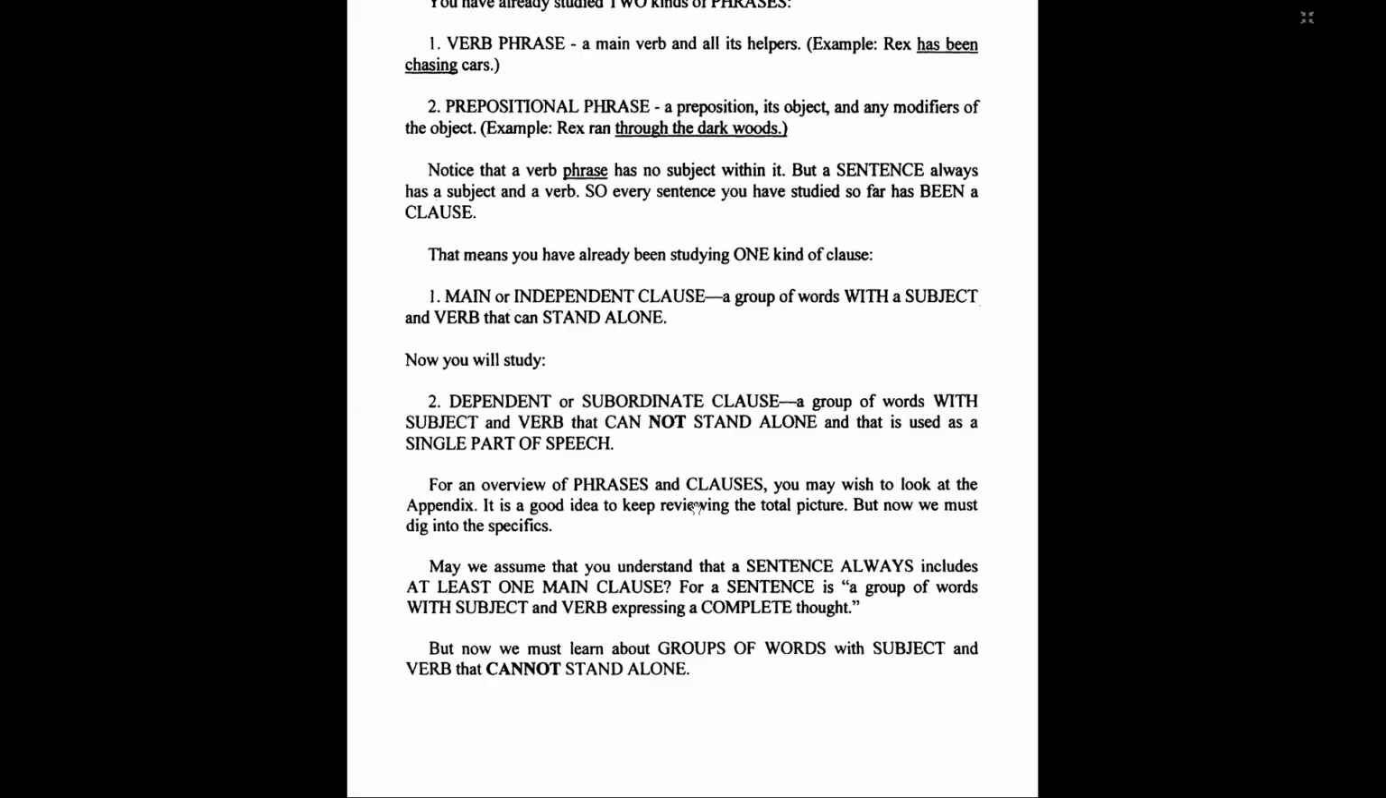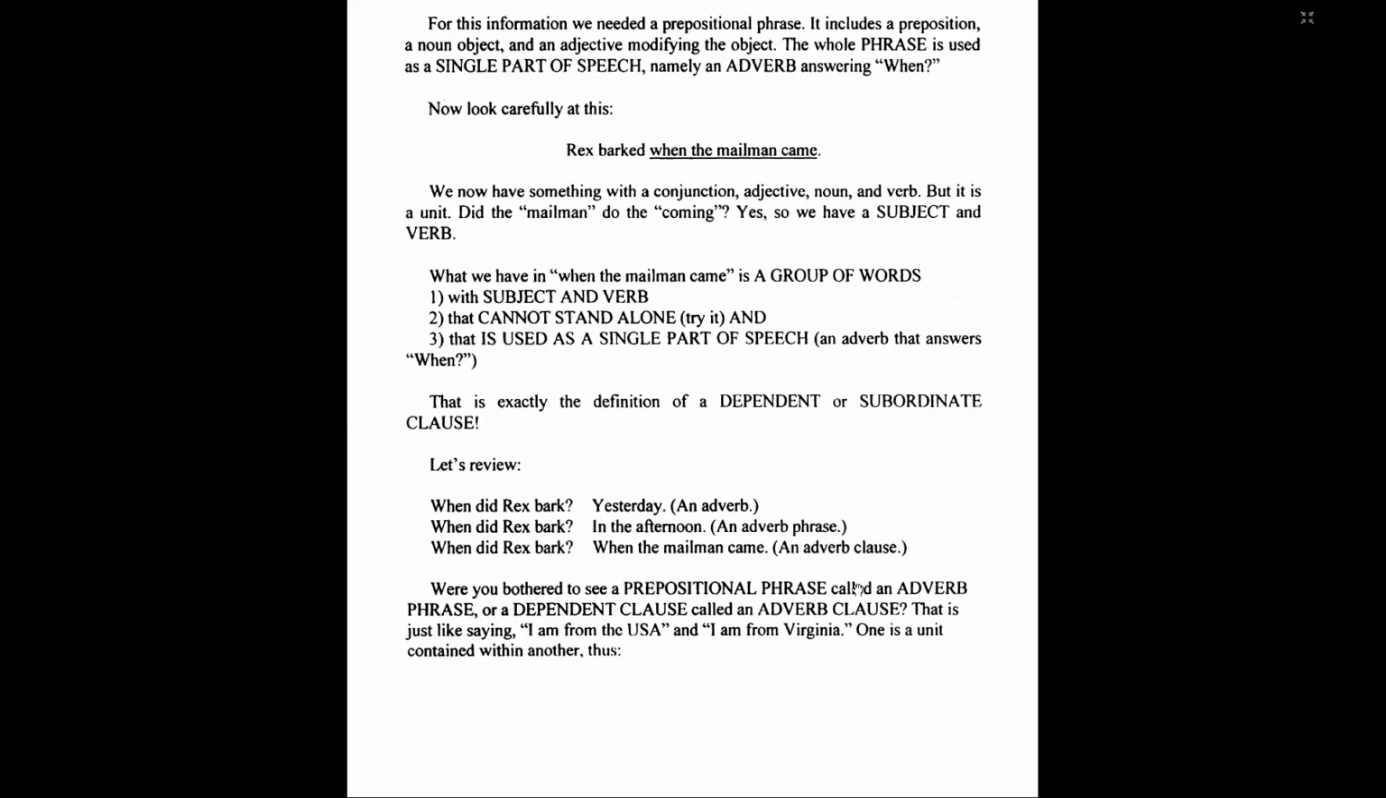For an overview of phrases and clauses, you may wish to look at the appendix. There's a nice little appendix to look at. She doesn't cover every single type of phrase, and you can Google different types of phrases. We're going to see that there are multiple types of clauses, okay? And we'll go through them one by one. It is a good idea to keep reviewing the total picture, but now we must dig into the specifics. May we assume that you understand that a sentence always includes at least one main clause, for a sentence is a group of words with a subject and verb expressing a complete thought. So this is one definition of a sentence.